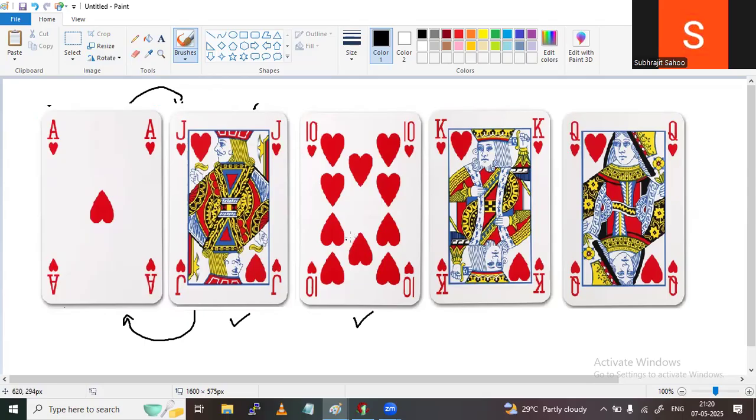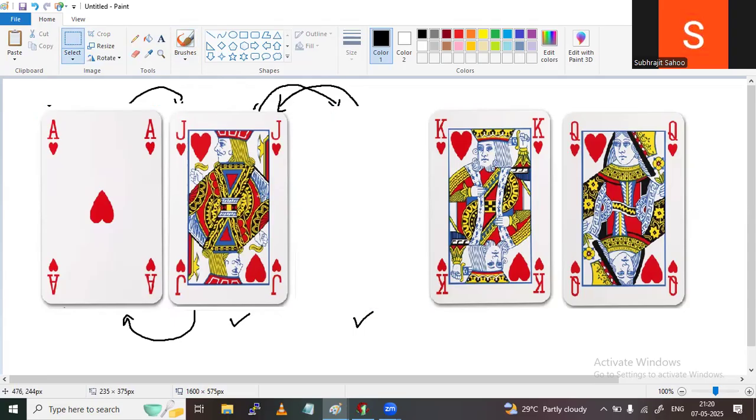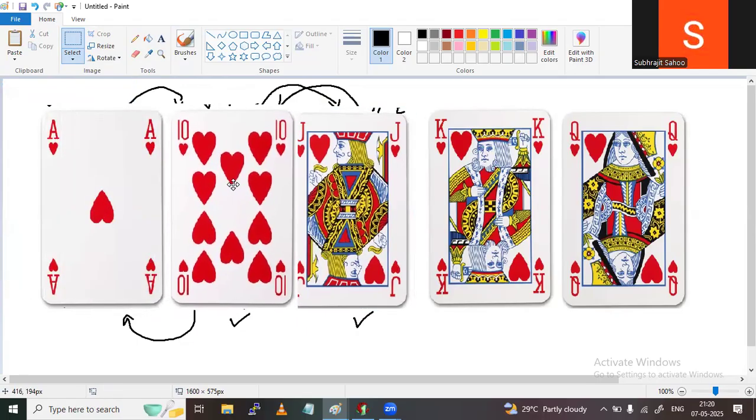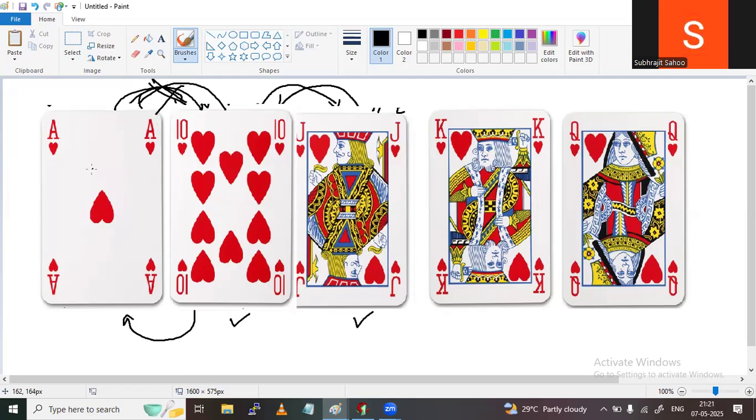Now it is done. Next I will select this 10. Then I will check with this: is it required to move 10 to J position and J to 10 position? Sir, yes, it is required. Then I will take this one and insert it in the place of J, control V, I will insert here as 10. Then I will check once again: is it required to move this 10 to A position and A to 10 position? No, sir, not required, because A is the least number and 10 is the big number, right? Then I will check this index.